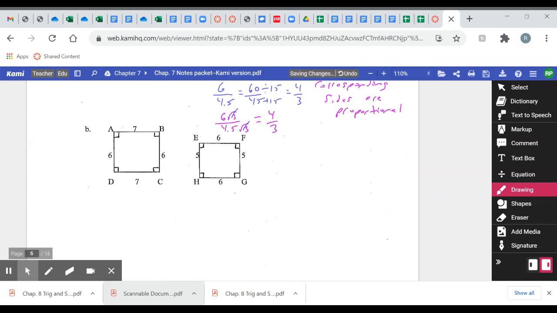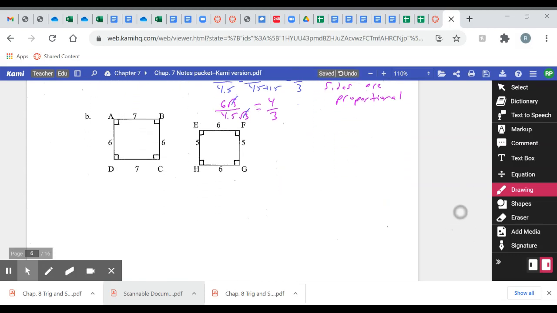If we look at the next one, we can see that if we follow the same process, we do see corresponding angles are congruent. They're all 90. But if I pick the smallest length of this figure over the smallest length of this figure and write that as a ratio, 6/5. Now if I pick the biggest length of this one over the biggest length of this one, 7/6, those two ratios do not reduce down to the same thing. And so these two figures are not proportional. So I can say no.